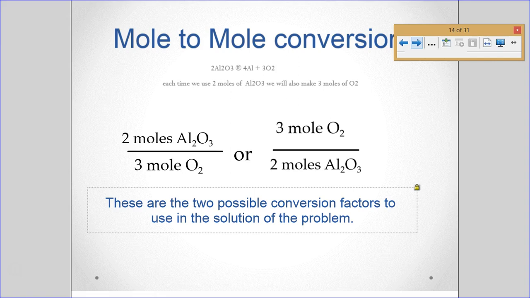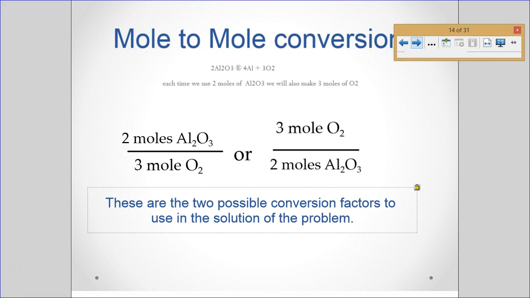Now, let's look at the example we're given above. We have 2 moles of aluminum oxide are going to produce 4 moles of aluminum and 3 moles of oxygen. This sort of helps us out with an understanding of what's going on, because if I'm looking at this reaction, for every 2 moles of aluminum oxide that I use, I'm going to produce 3 moles of oxygen.